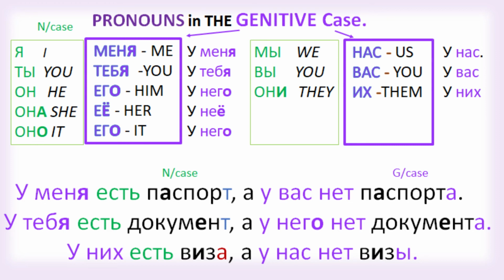У меня есть паспорт, а у вас нет паспорта. I have a passport, but you do not have a passport. У тебя есть документ, а у него нет документа. You have a document, but he does not have a document. У них есть виза, а у нас нет визы. They have a visa, but we do not have a visa.